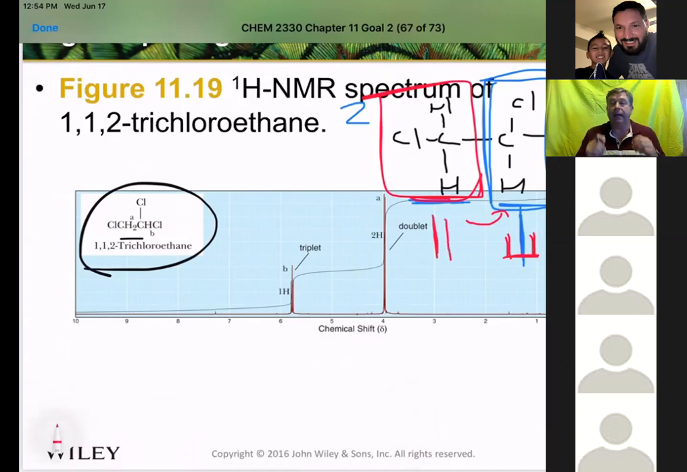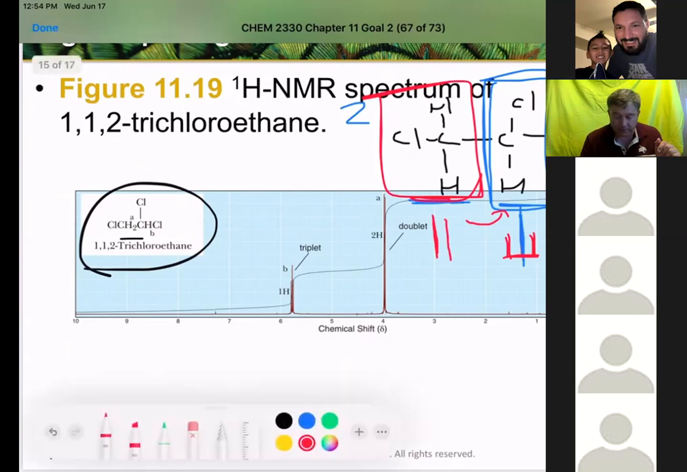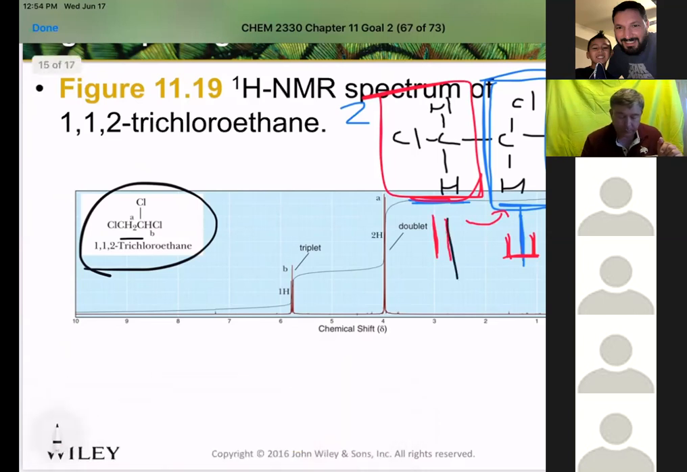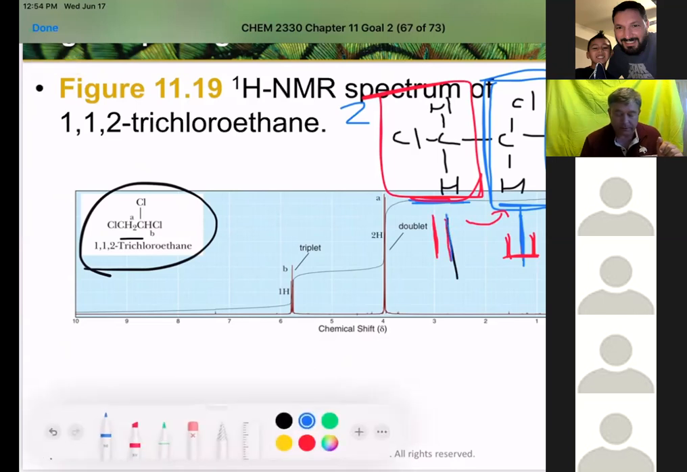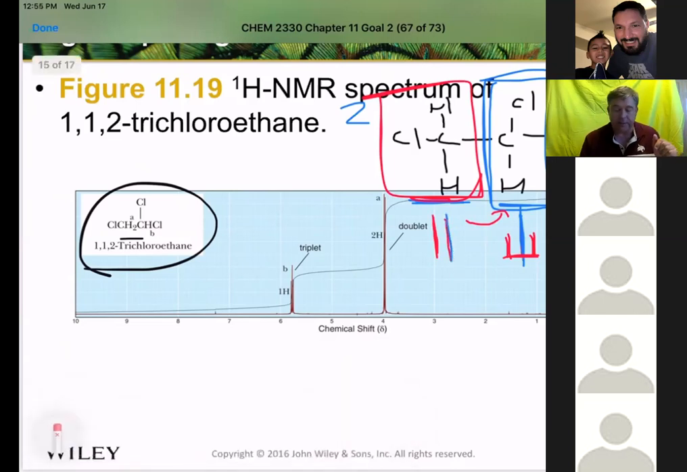Let me draw it in blue so that we can say the first peak is from the red hydrogens, the second peak is from those hydrogens next to it. Does everybody see where the n+1 rule comes from? The 1 is the hydrogen itself you're talking about. The n is the number of hydrogens adjacent to that hydrogen.